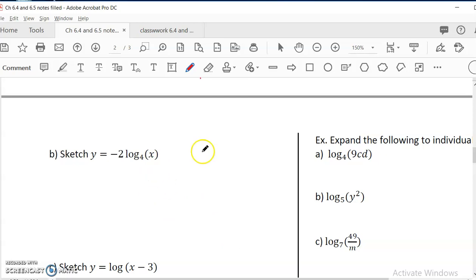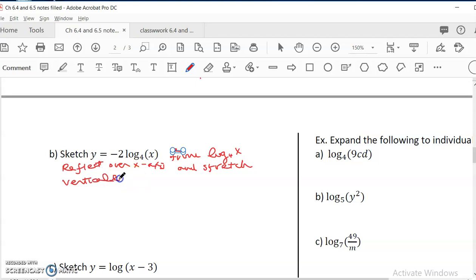So what kind of transformation is this? The types of transformation from log 4x, right, are a reflection and a vertical stretch. Reflect over the x-axis and also stretch vertically by a factor of 2.